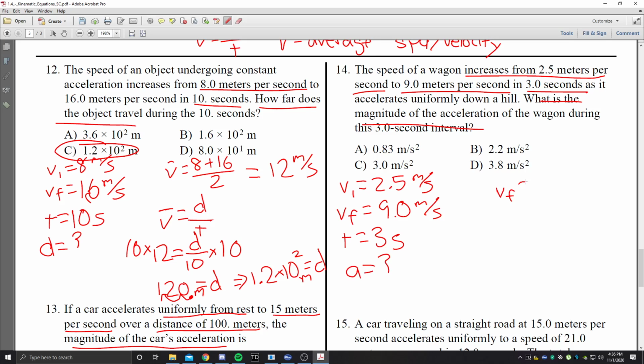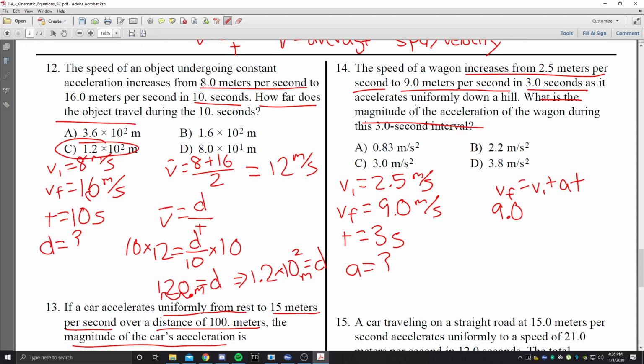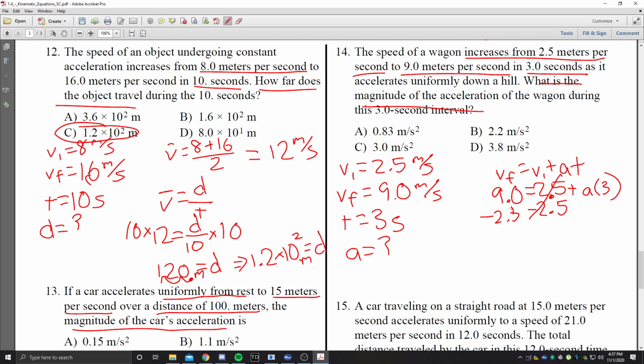So we're going to use this formula. 9.0 is equal to 2.5 plus AT. So minus 2.5. 6.5 is equal to 3A, divided by 3. We get 2.2 meters per second squared is equal to A. Alright.